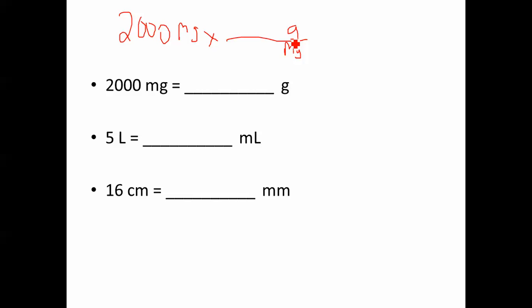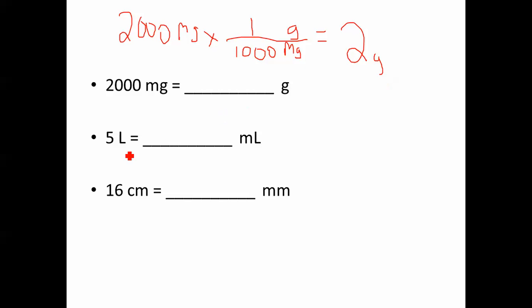Then you ask yourself, how many milligrams are there per gram? Per 1 gram, because we're dealing with milli, that's 3 steps, so it gets 3 zeros. There are 1,000 milligrams in every gram. So you take 2,000 divided by 1,000 and you get 2 grams.